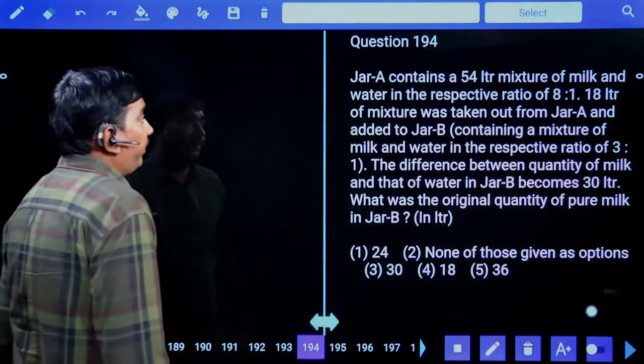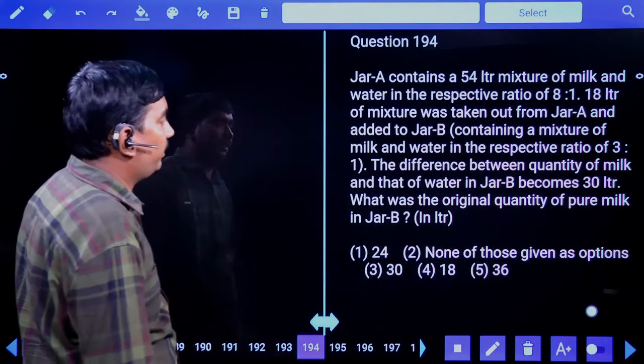Jar A contains 54 liters of a mixture of milk and water in the respective ratio of 8:1.